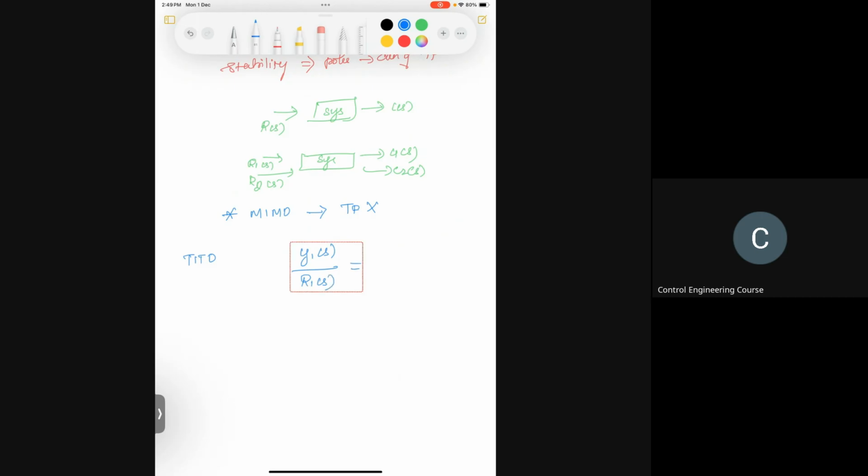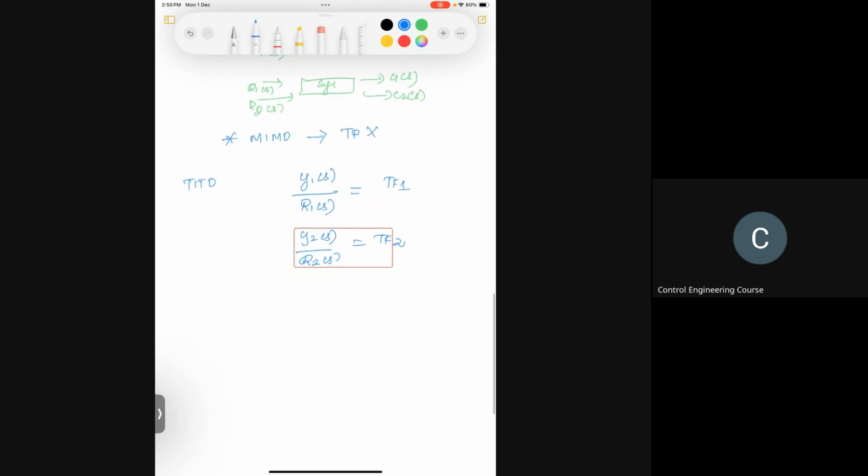For example, for a two input, two output system, I might write like this: Y1 of S by R1 of S, transfer function 1, Y2 of S by R2 of S, transfer function 2. Will this be enough? If I have a system with inputs R1, R2 and outputs Y1, Y2, are these two transfer functions enough? What do you think?